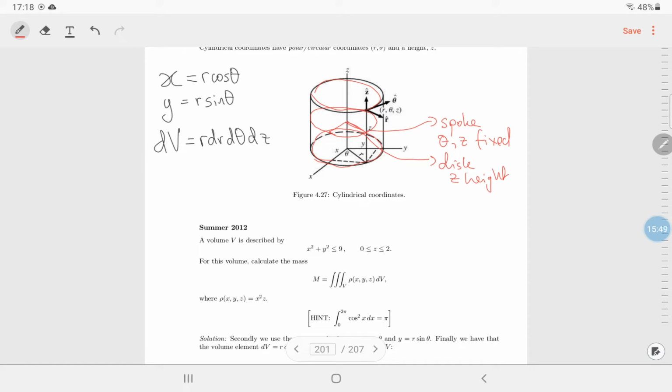And it's going to be a mass. So we're going to be able to talk about the mass of a spoke, then the mass of a disk, and then the mass of a volume. Now, you don't have to do spoke, disk, cylinder. There are other ways, so I'm going to show you those other ways.